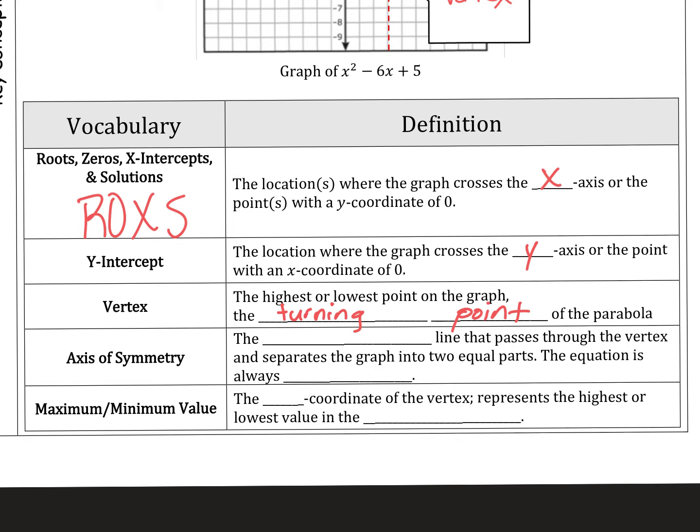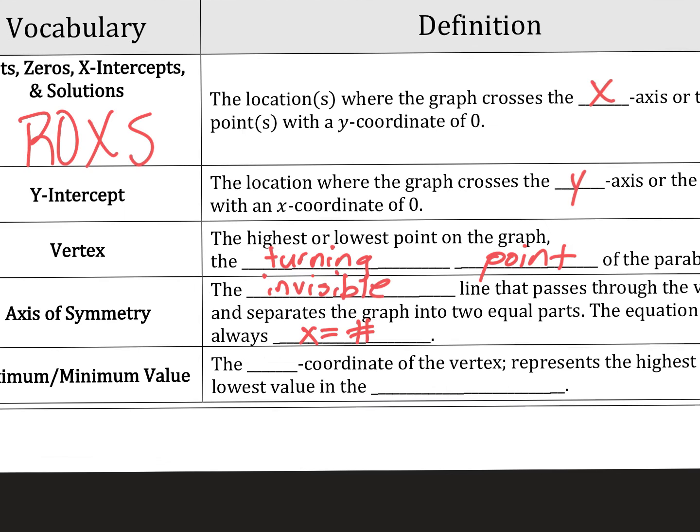All right, axis of symmetry is the invisible line that passes through the vertex and separates the graph into two equal parts. So it separates into two equal halves. The equation is always x equals a number. Maximum or minimum value is the y-coordinate of the vertex. It represents the highest or lowest point in the parabola or graph. So if we're talking about our maximum point, we're talking about our highest point on the graph, whereas if we're talking about minimum point, we're talking about our lowest point on the graph.